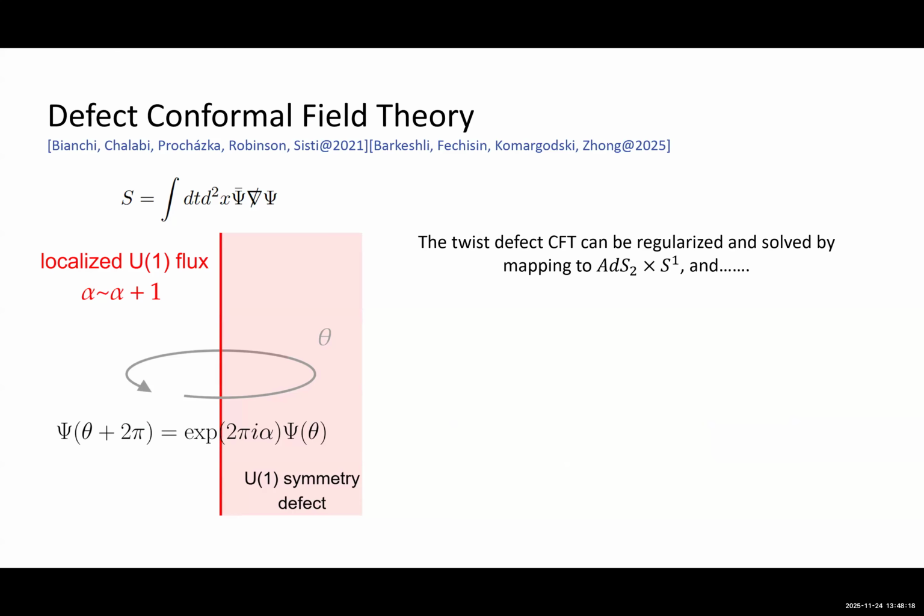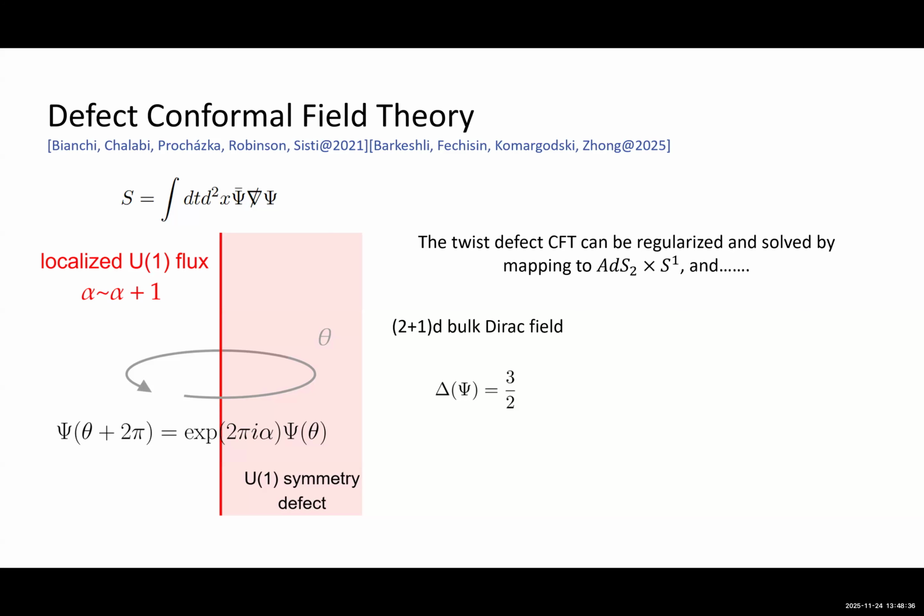So the presence of the defect leads to some physical consequences. In the bulk, where you are away from the defect, you end up with a free Dirac fermion, the dimension of which is fixed by dimension counting, which is 3/2.